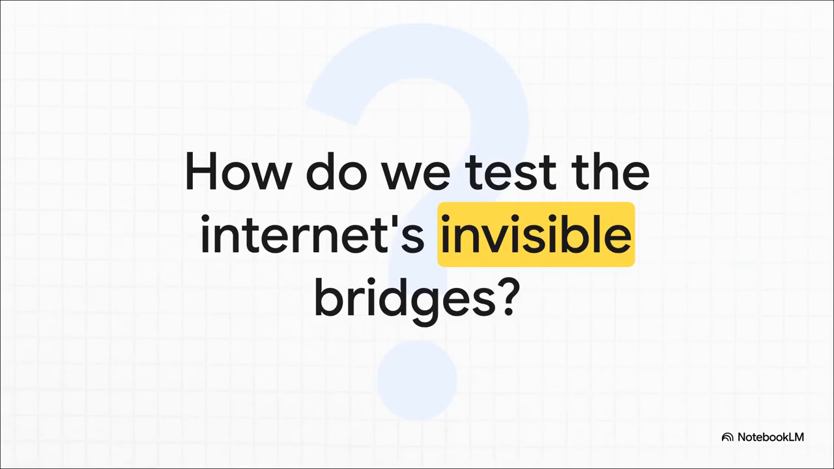All right, so let's start this whole thing with a mystery. Every time you check the weather, order some food, or stream a show, your app is crossing these invisible bridges to get information. We call these bridges APIs. But how do we actually know they're safe and sturdy before millions of people start using them?